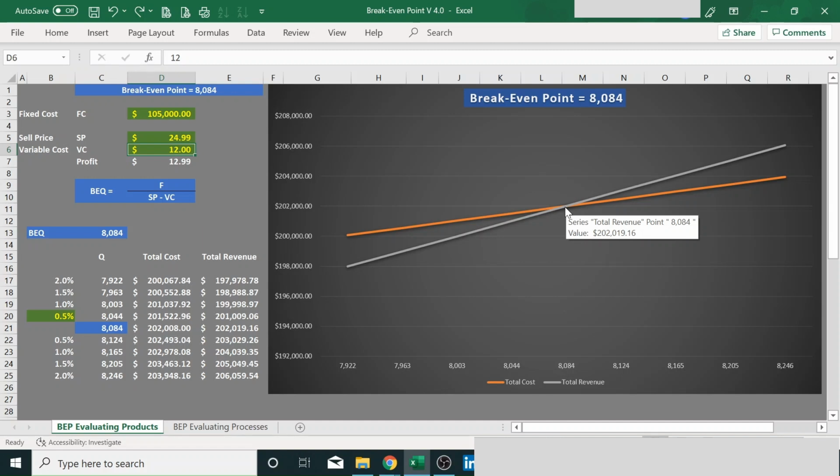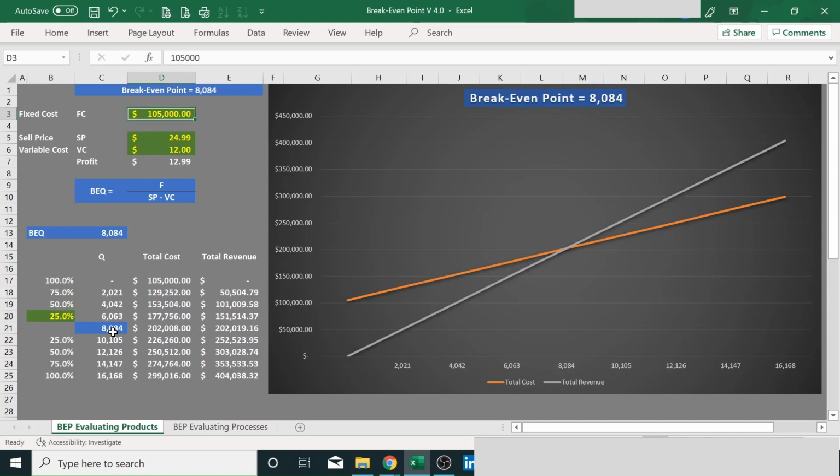plus some change. Now this calculator was built to make it a little bit more visually helping. We can also change the value over here of the percentage of decrease and increase from the break-even point value. So, for example, this number, 6,000 and some change, is 25% less than 8,000. Then 25% of 6,000 is around 4,000, and so on and so forth.